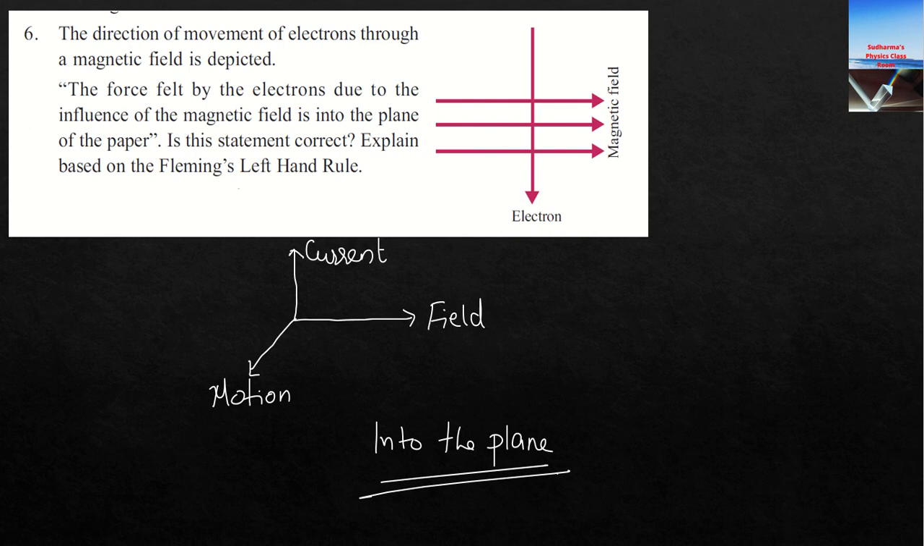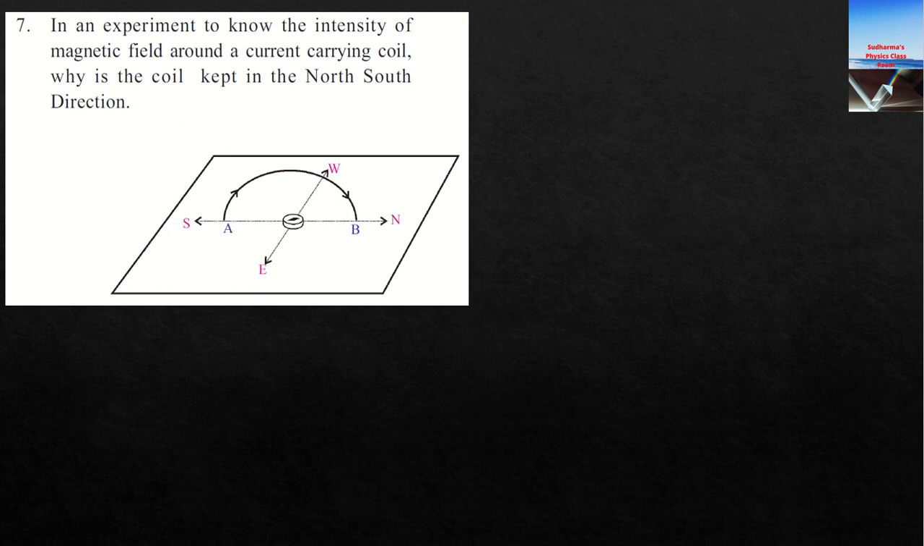Hope you understood this. In an experiment to know the intensity of magnetic field around a current carrying coil, why is the coil kept in the north-south direction? So basically the Earth's magnetic field, right? Earth's magnetic field will be in the north-south direction. The compass needle will be pointing in the north-south direction.